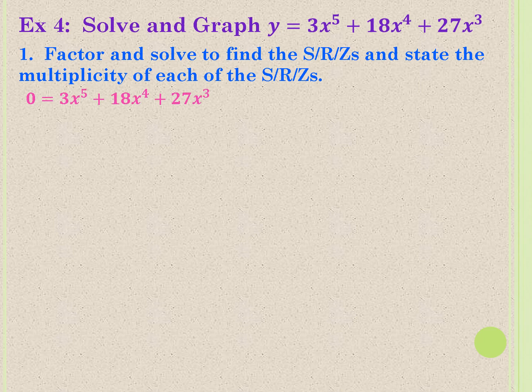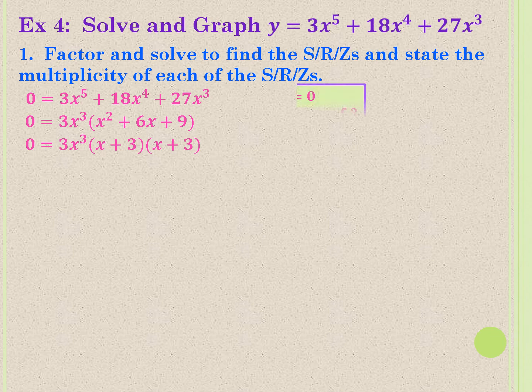Okay, so looking at y equals 3x to the 5th plus 18x to the 4th plus 27x cubed, setting it equal to 0, I can pull out a 3x cubed. So I'm going to do that. That leaves me with x squared plus 6x plus 9. I can then factor that further to be (x plus 3)(x plus 3).